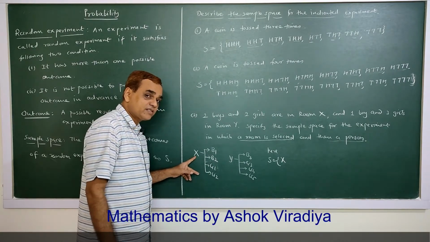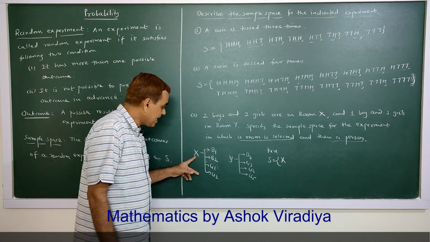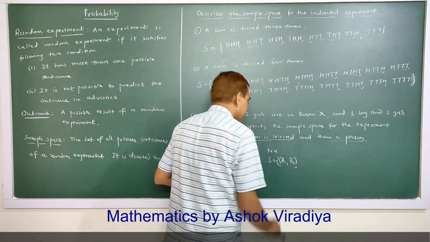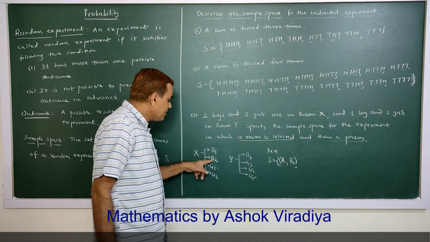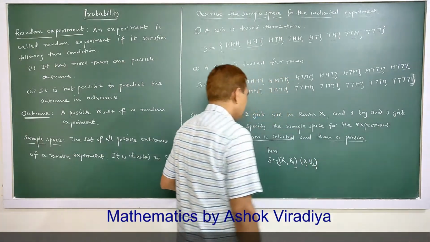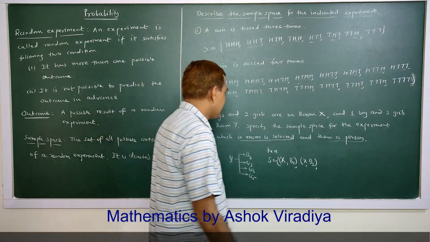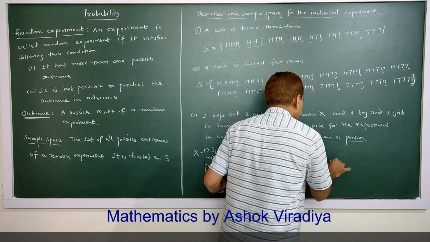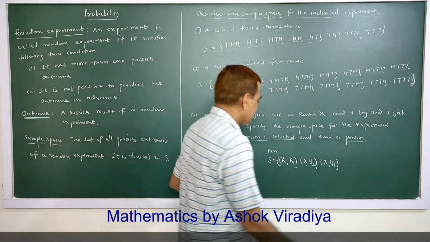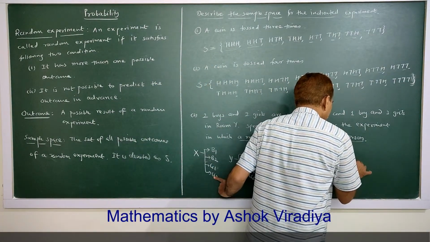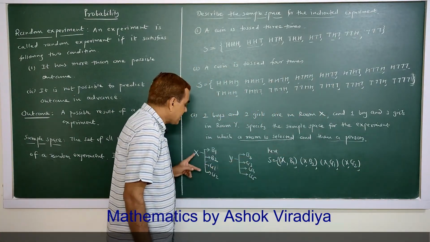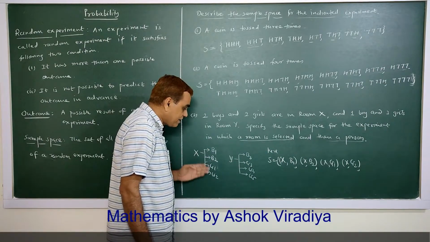Suppose X is selected. Now select a person. With X we select B1. X, B1. With X we select B2. From X select G1. From X select G2. So these are the possibilities if room X is selected and a person from that room.